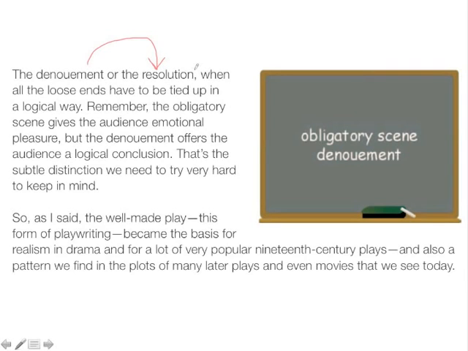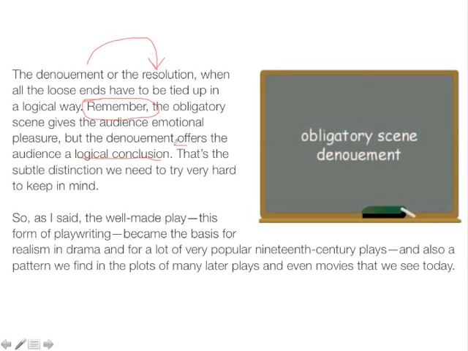Now this is going to answer the question that we saw before with question 24. Part of the idea is the denouement is often something that people don't realize, that it's not the same thing as the obligatory scene. Notice what he says here. Remember, this is important. This kind of thing is drawing our attention. Remember, the obligatory scene gives the audience emotional pleasure, but the denouement is the logical conclusion.